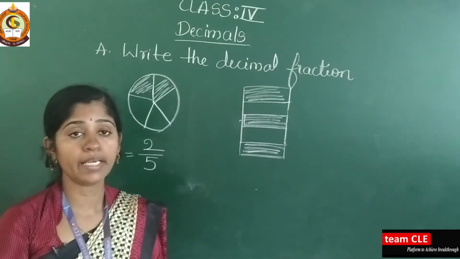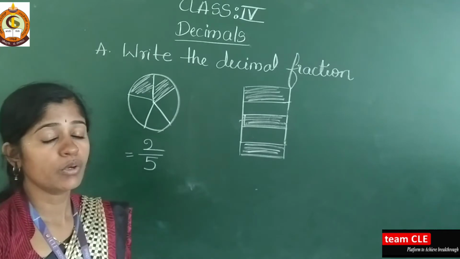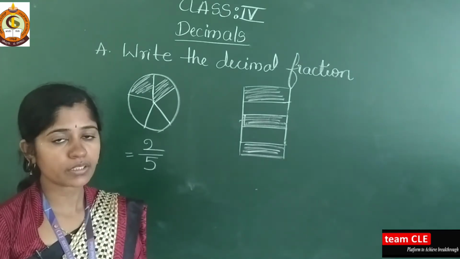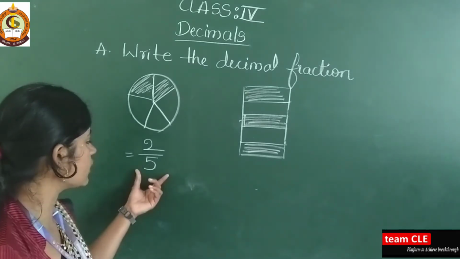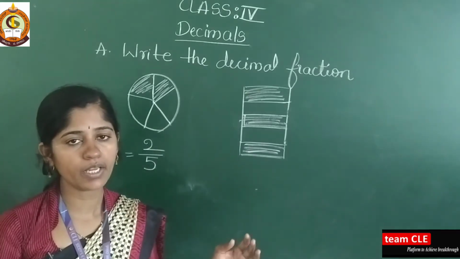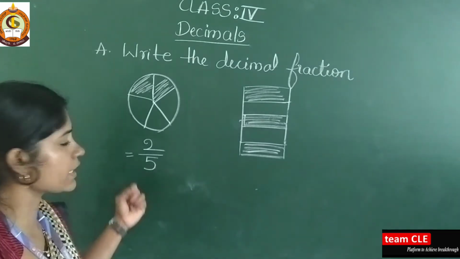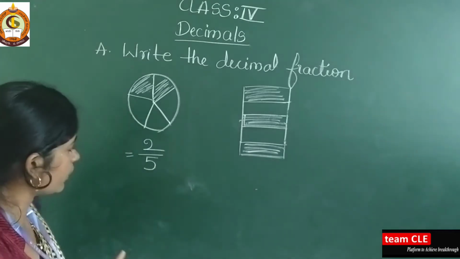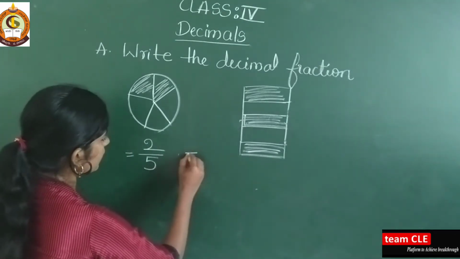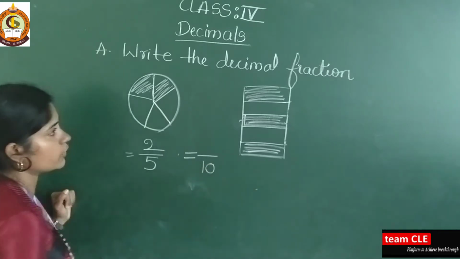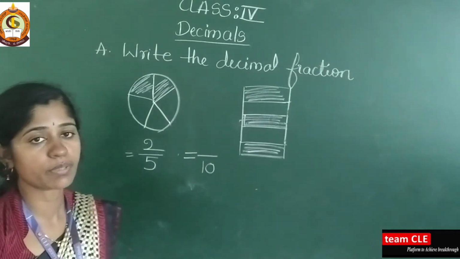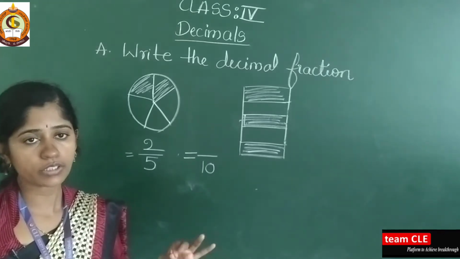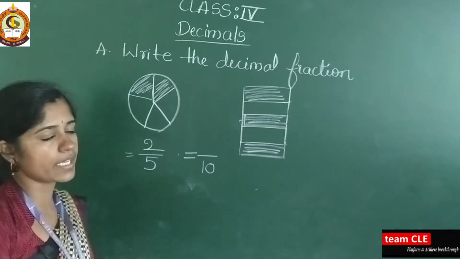To write the decimal form of the number, we need the denominator in the form of 10, 100 or 1000. So dear students, here 5 is there and I need the denominator as 10. Already I told you, to convert fractions to decimals we want the denominator as 10, 100 or 1000. But here the denominator is 5.